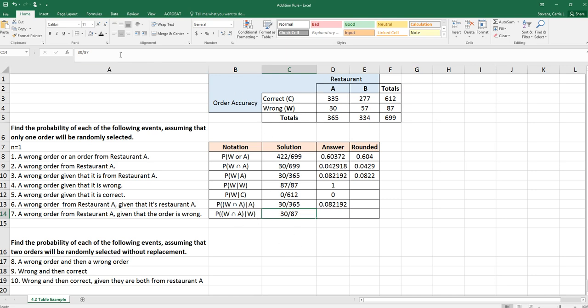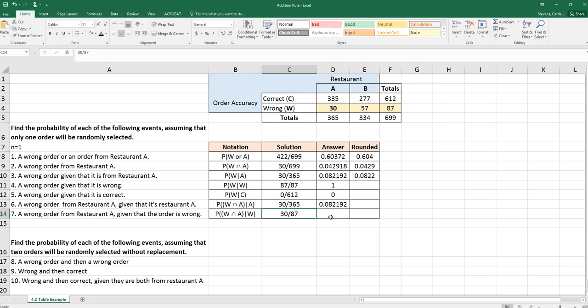Looking only at the wrong orders, let's first select only the wrong orders, and then how many of those are both wrong and in restaurant A. So that's why the answer is 30 out of 87.